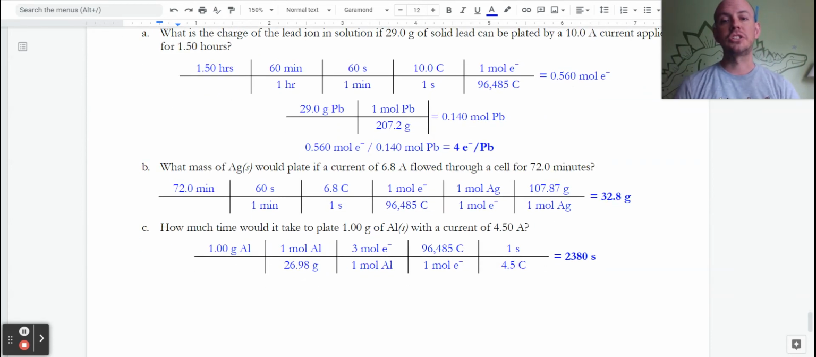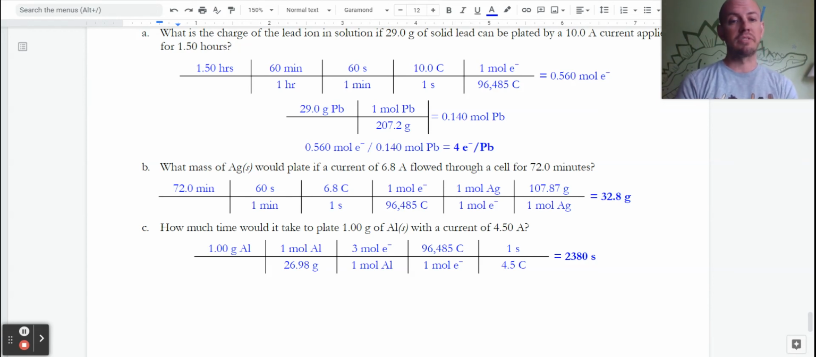The last one, how much time would it take to plate 1 gram of aluminum if we have a current of 4.5 amps? Well, we're kind of working it backwards here. We've got 1 gram. We can figure out how many moles that is. It's less than a mole. Each mole of aluminum needs 3 moles of electrons. 1 mole of electrons has 96,485 in terms of coulombs. And then we have our coulombs per second. Because it just generically asked how much time, we didn't have these minutes or second conversions to worry about.